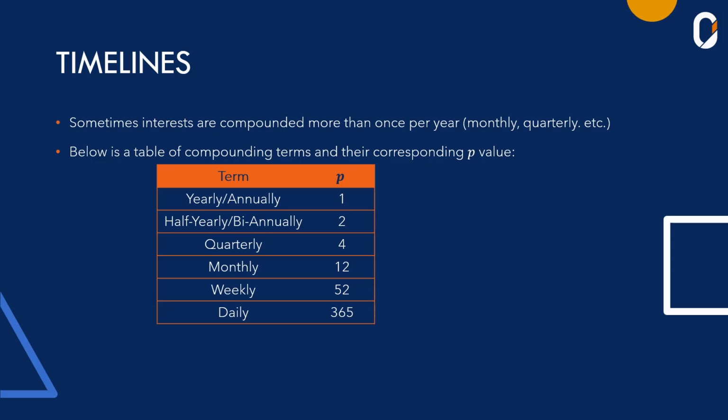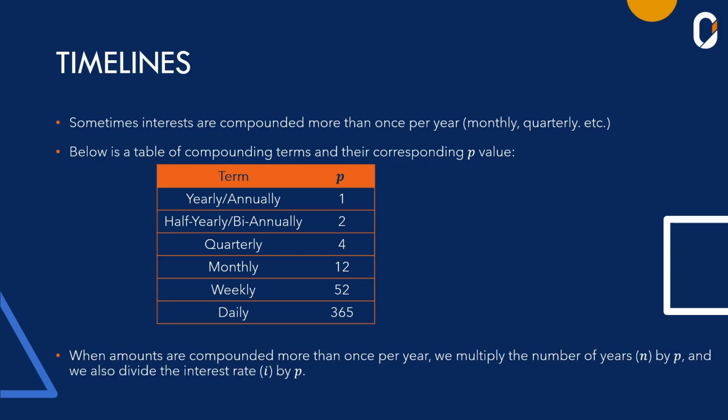And to summarize everything I've been saying, explaining this table, when amounts are compounded more than once per year, we multiply the number of years N by P, and we also divide the interest rate by P.